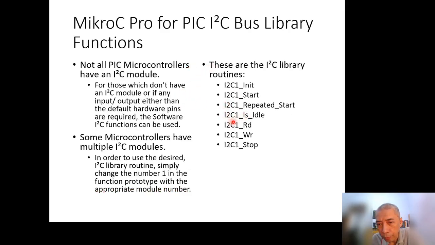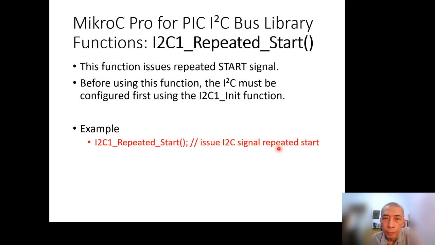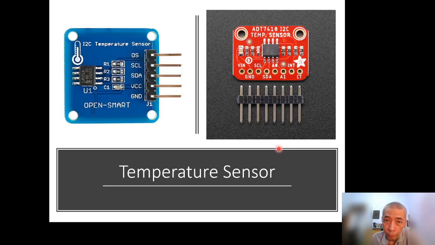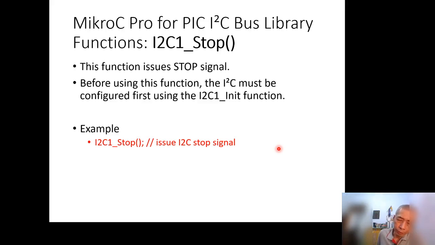So that's 1, 2, 3, 4, 5, 6, 7 functions in the I2C bus library in mikroC: from the I2C init, start, repeated start, is idle, read, write, and stop. So that's the library according to the mikroC PRO compiler. And if you have a question, can you give us an example of the devices?